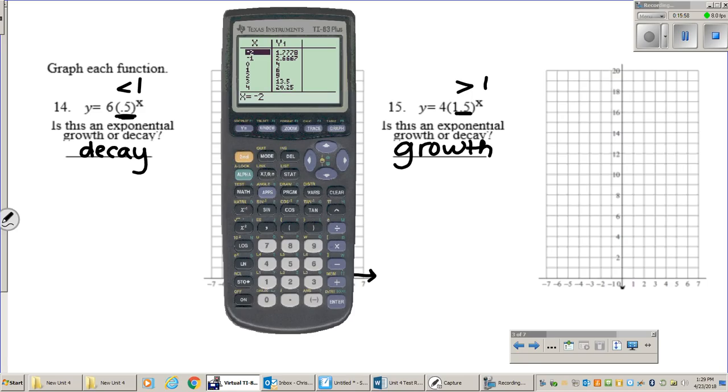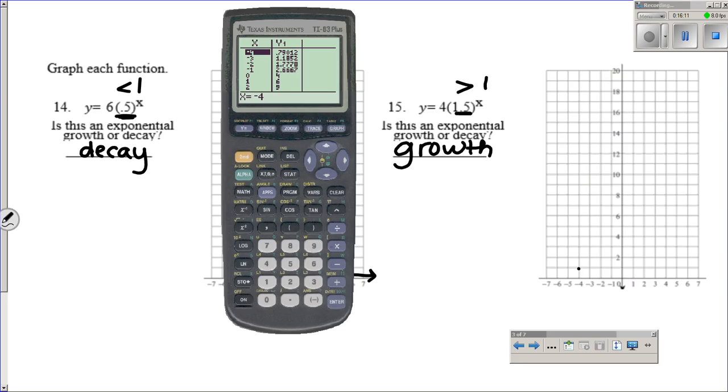So let's see. So we can fit these points. Again, they're decimals, so we're just going to have to kind of estimate them. But if we go left 4, our y value is 0.79, so it's just going to be a little bit below the 1. And then -3, 1.18, that's just going to be a little bit above the 1. -2, 1.7, so we're getting closer to 2. Wait, I skipped -1. -1, 2.6, so just a little bit before the 3.